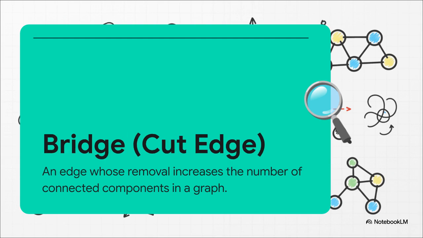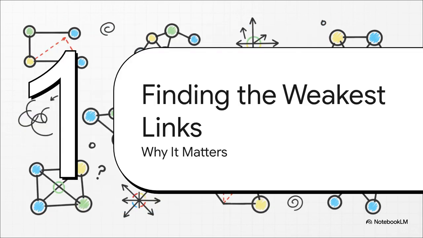And then you've got its counterpart, the bridge, or cut edge. Now, this isn't a node, it's a single connection. It's that one lonely road between two towns, or that single cable connecting two server racks. You snip this edge and the network splits right in two. It's the only path.